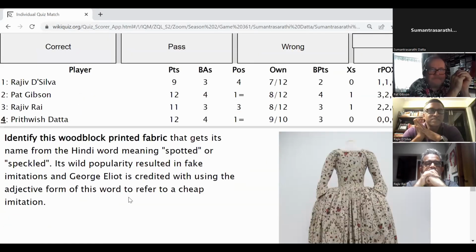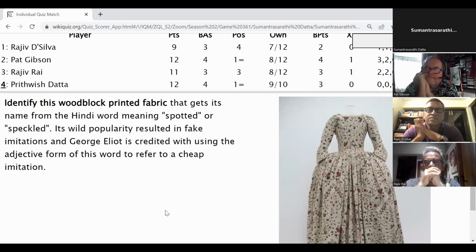Okay. Identify this wood block printed fabric that gets its name from the Hindi word meaning spotted or speckled. Its wild popularity resulted in fake imitations, and George Eliot is credited with using the adjective form of this word to refer to a fake imitation.